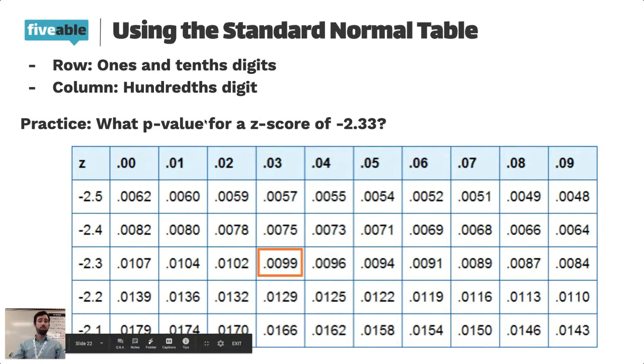If I wanted to get a p-value for a z-score of negative 2.33, where would I look? Well, I would go to negative 2.3 and then go all the way to the 3. So I'd have a p-value of about 1% or 0.0099, which if we converted that to a percent would be 0.99%.